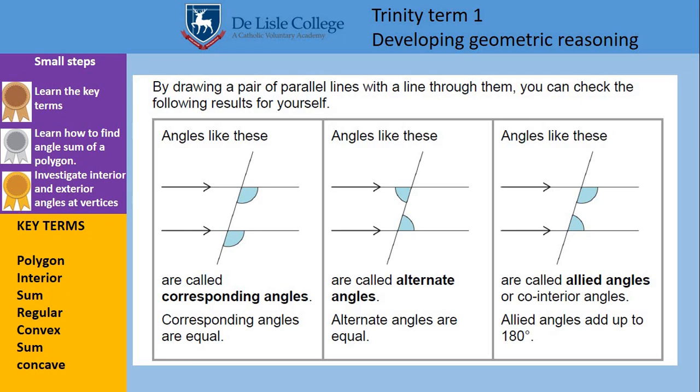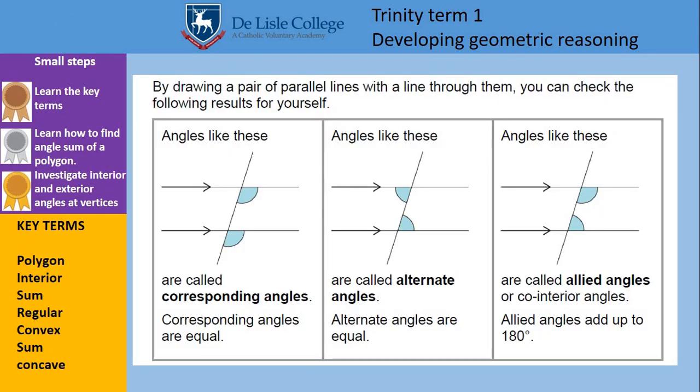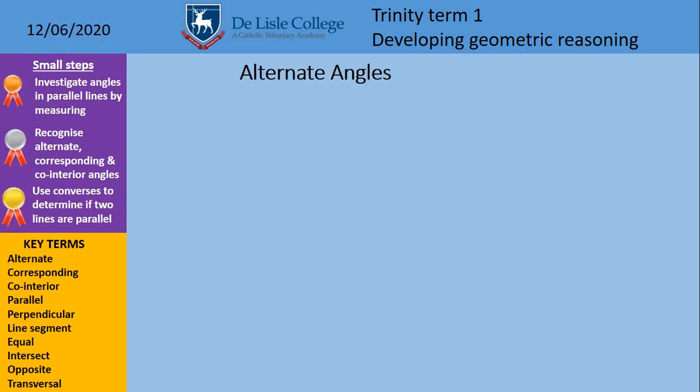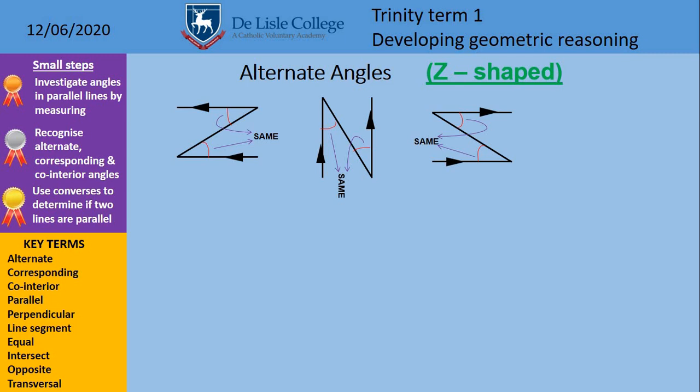So here's a few more examples of each of these. Here are some alternate angles, and note how these appear slightly to be Z-shaped. So those are the same. Likewise again, we've got our Z shape, those are the same. And note how you've always got to show with the arrows that these are parallel. It doesn't matter which way it's showing, that's still a Z shape.